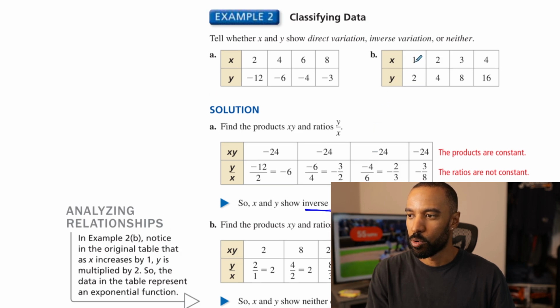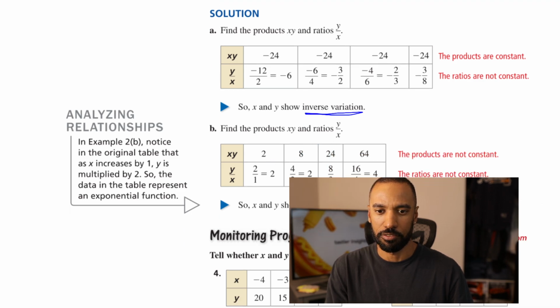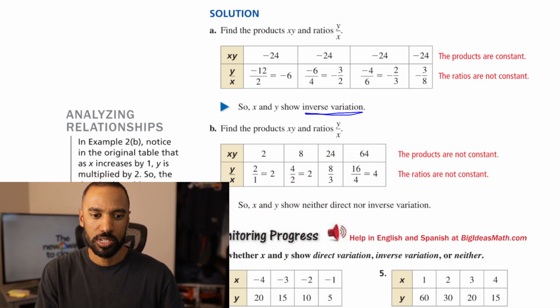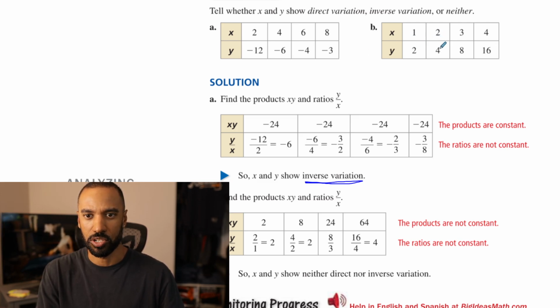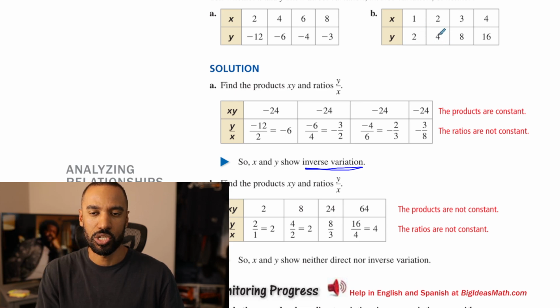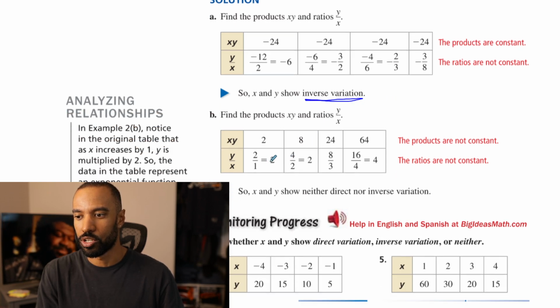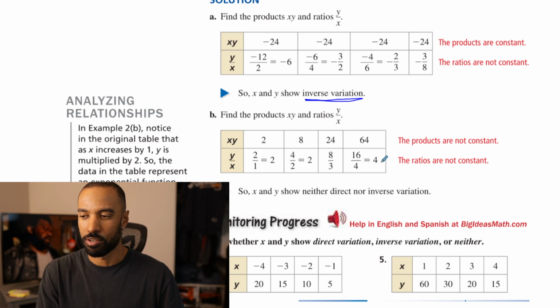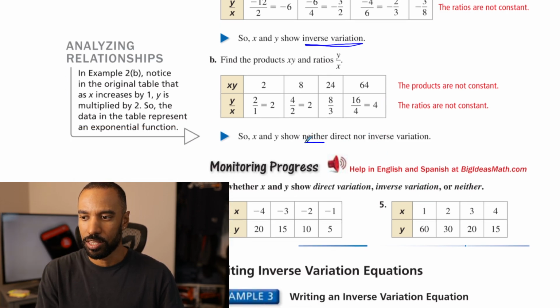Part B, we multiply 1 by 2 and get 2, 2 by 4 and get 8. Well, those are different. Those are different, so already, and that's probably what I'm going to do in the problems when we test them, already I can tell it's not inverse variation because the products aren't constant. Try 2 divided by 1, that's 2. 4 divided by 2 is 2. 8 divided by 3 is not 2. 16 divided by 4 isn't 2 either. So they're showing the same thing: 2, 2, 8/3, and 4. Not direct variation either. This is a neither case. Neither direct variation nor inverse variation.